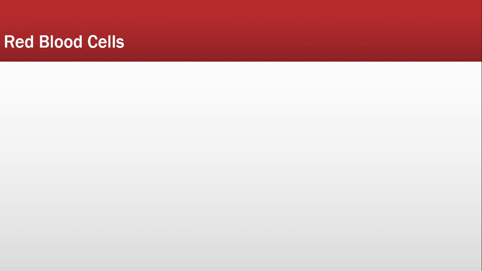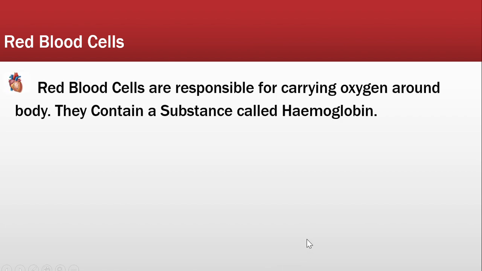Red blood cells. Do you all know anything about red blood cells? Let's discover. Red blood cells are responsible for carrying oxygen around the body. They contain a substance called hemoglobin. Hemoglobin combines with oxygen to form oxyhemoglobin that causes blood to be bright red. When the oxygen is removed from the oxyhemoglobin, deoxyhemoglobin is formed. It makes the blood appear purplish red.